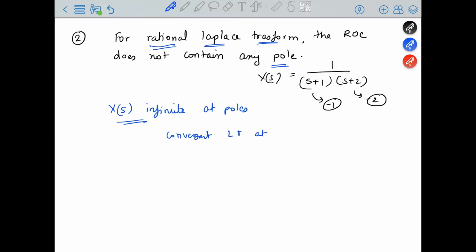So we will not get a convergent Laplace transform at a pole. That's why we are saying that for rational Laplace transform, the ROC does not contain any pole. We have to exclude that pole, because at that pole the Laplace transform does not converge and we don't have any value, so we get X(s) as infinite. So this is property number 2. We'll move on to the next property.